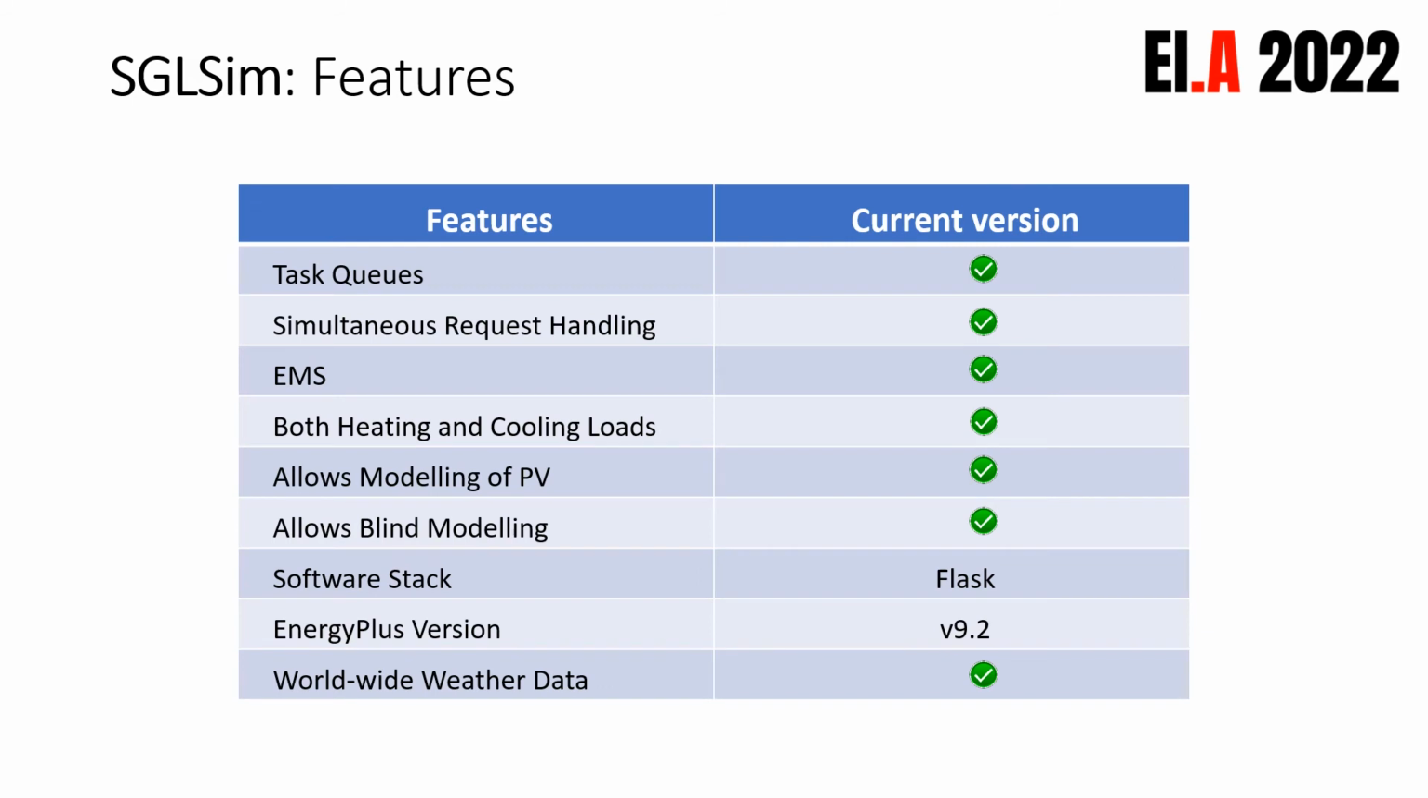This slide shows the features of the tool, which was developed as part of the research. The SGLSim tool is developed on the Flask framework and has worldwide weather data. The current tool has task queues and can handle simultaneous requests, meaning two or more users can simultaneously request a simulation. It uses EMS for electrochromic modeling and has both heating and cooling loads. It also allows modeling of STPV and gives the user the option of dynamic blind modeling. Currently, the annual energy simulations are performed on EnergyPlus version 9.2.